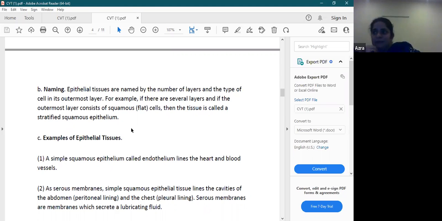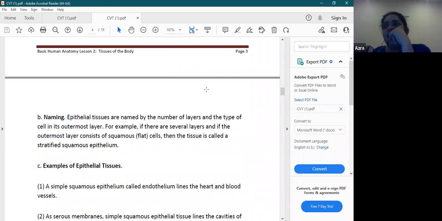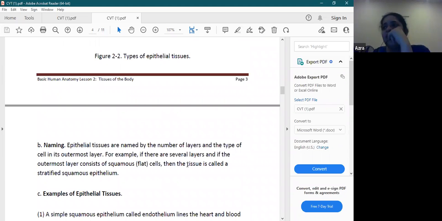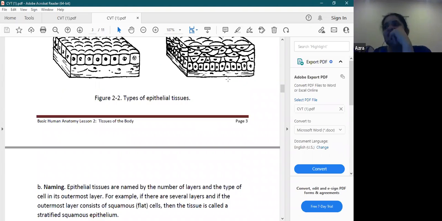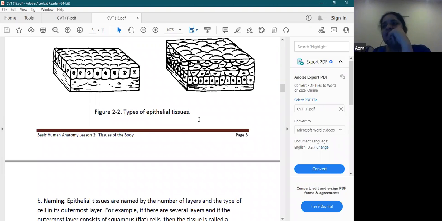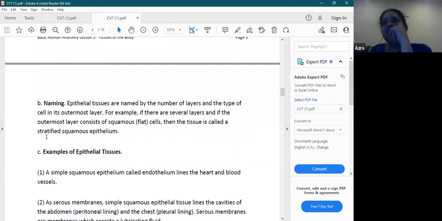For naming epithelial tissues, if there are several layers, and the outermost layer consists of squamous, flattened cells, it is called a stratified squamous epithelium.